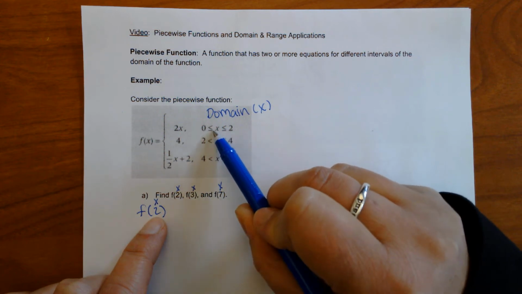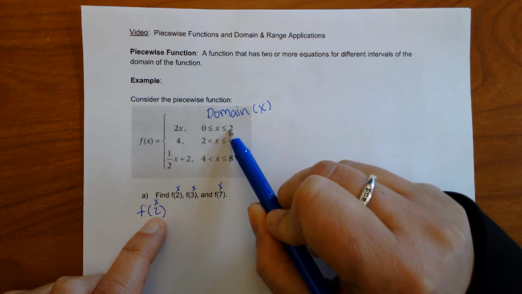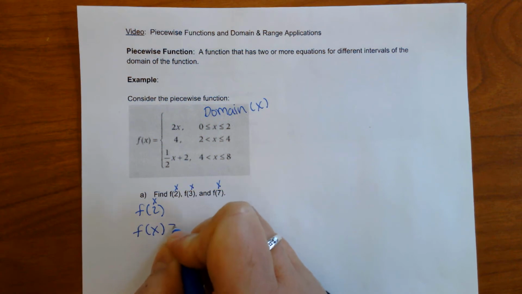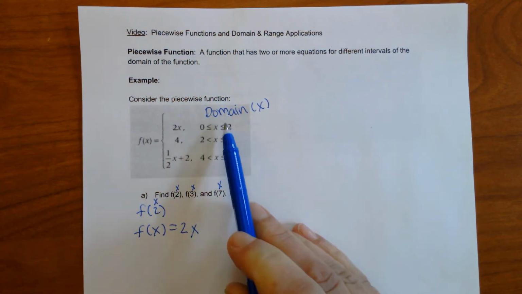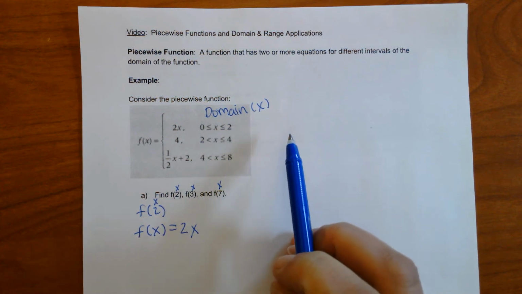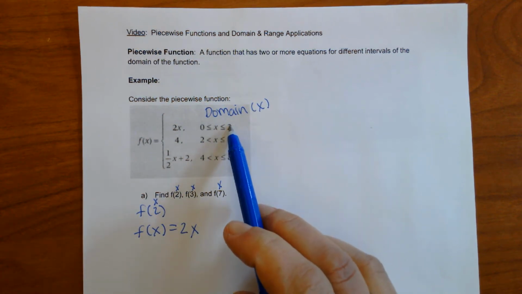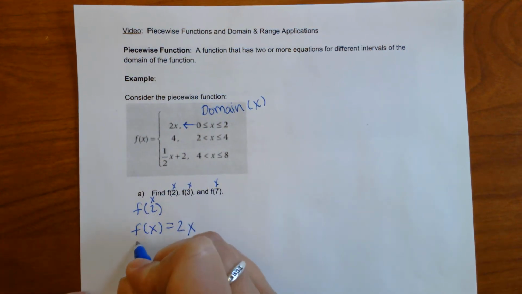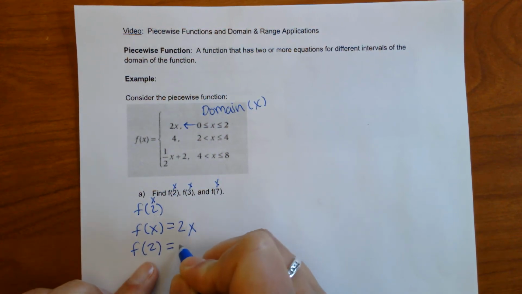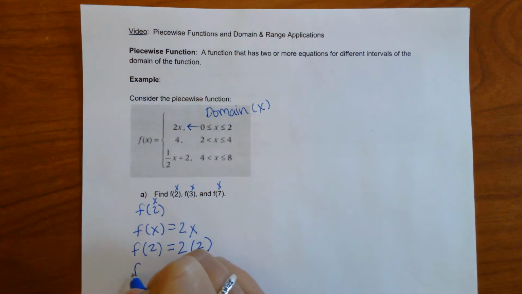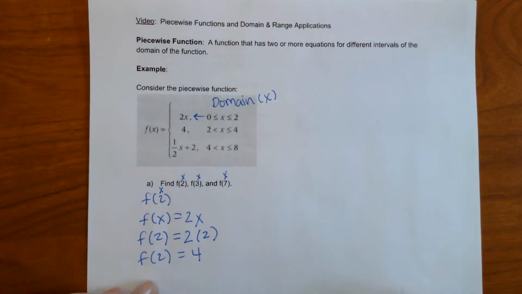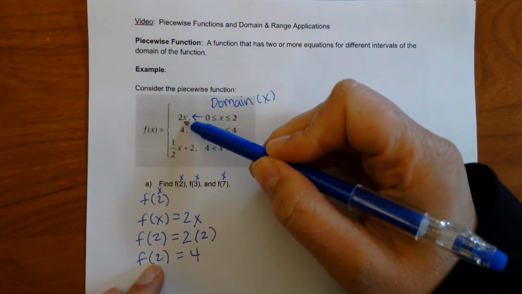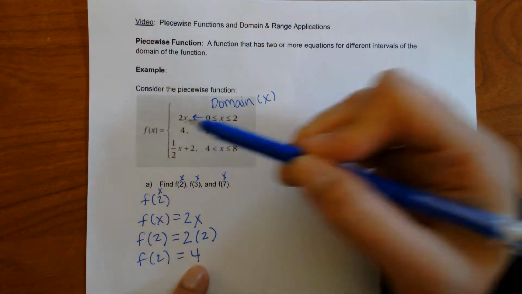Which one can we have an x of 2 in? Well, here it says 0 is less than or equal to x, which is less than or equal to 2. So this is the function that we choose: f of x equals 2x. Because this 2 fits in this domain, it matches up with this one. So we put 2 in for x. f of 2 equals 2 times 2, so f of 2 equals 4. We found that it matches in this domain, used this equation, substituted it in, and found that it's 4.